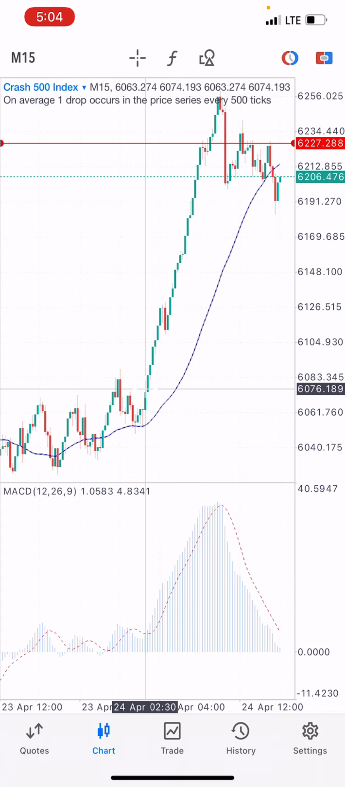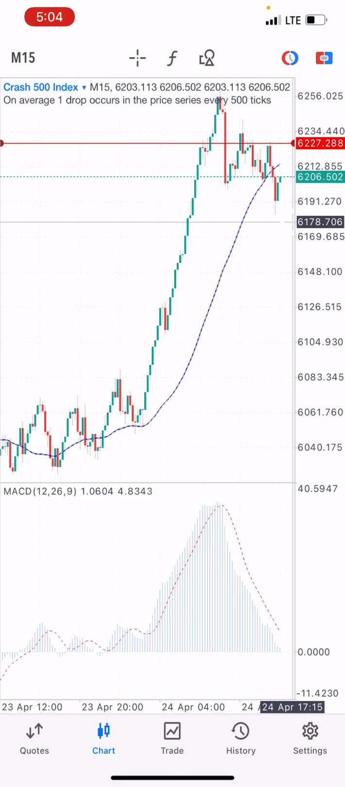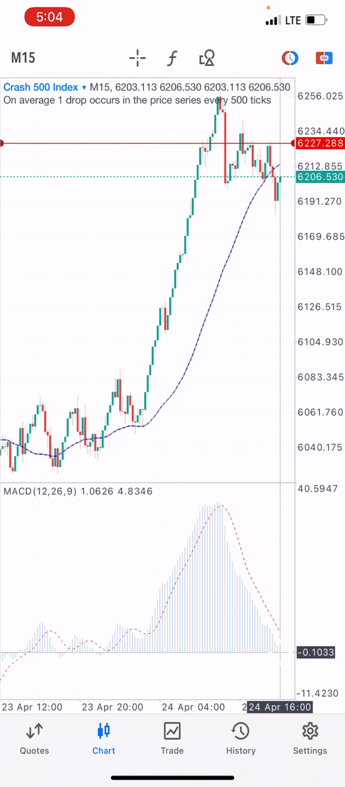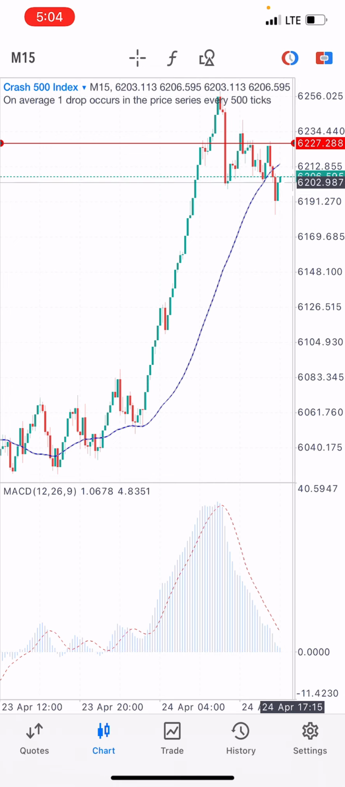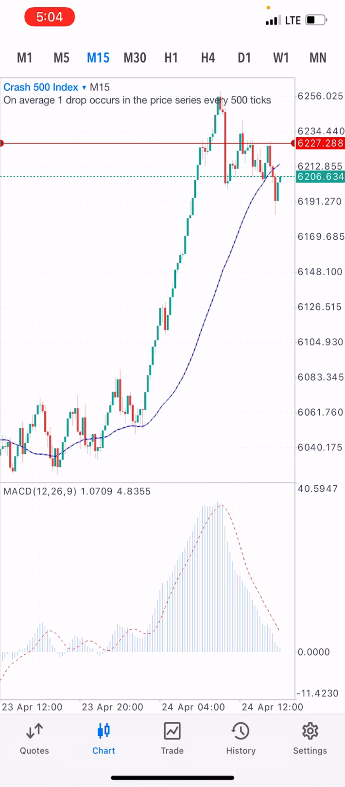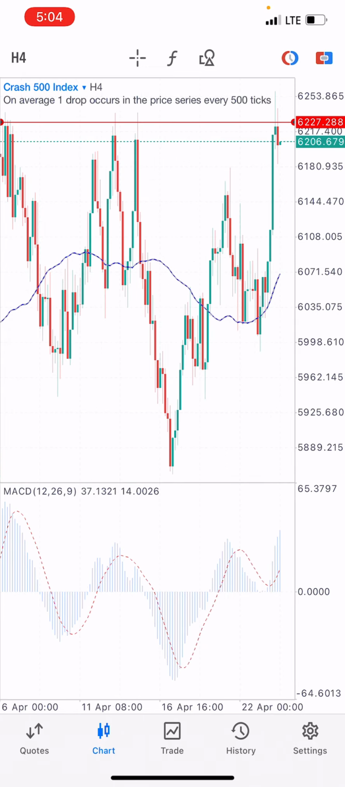Like this indicator right here, this moving average is actually giving us an entry. Once the condition is met, which is when the MACD goes below the zero level, you can actually place a sell. But for me, guys, I would say you can place a sell right here.